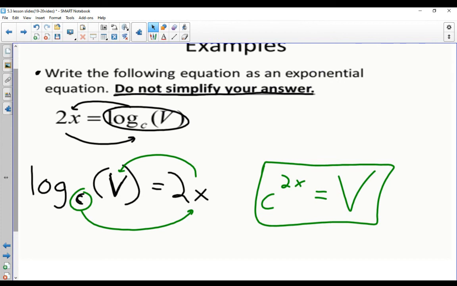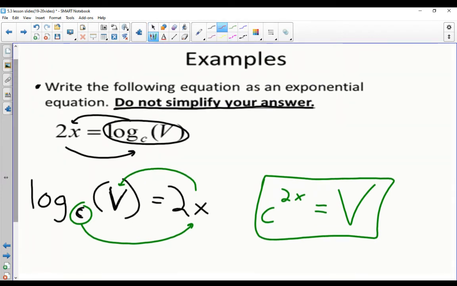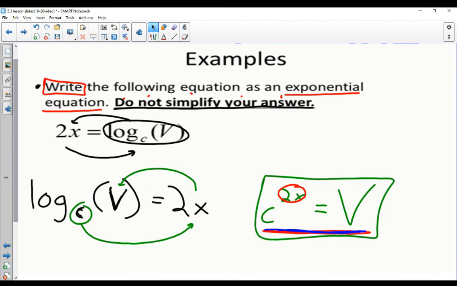But now, look at the instructions. Write the following equation as an exponential equation. You don't have to solve, you just have to write the equation as an exponential equation, which you have already done. And it also says here, do not simplify your answer. So in other words, once you get here, you're done. That's all you had to do. That's all the instructions asked you to do. It just wanted to make sure you knew how to do the loop method.